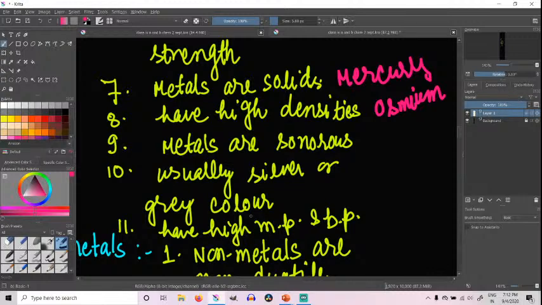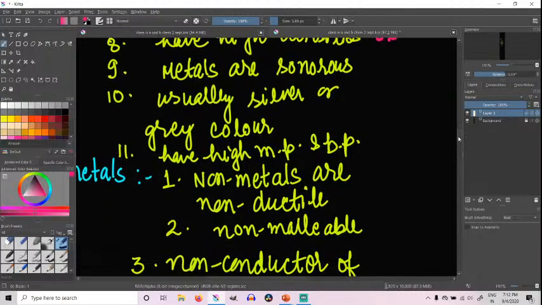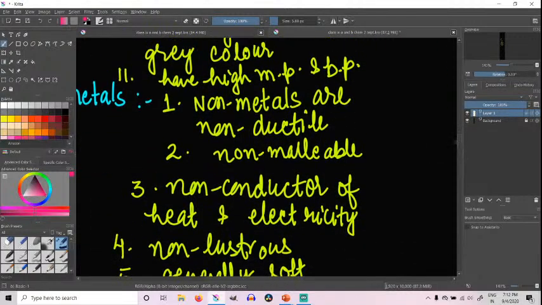And they show only a few colors, right? Few colors means silverish or grayish, and yellow can be seen in the case of gold. Most metals are silverish, and they have high melting and boiling points. Why do they have high melting and boiling points? Because they have high density.